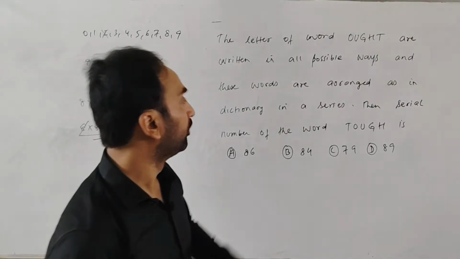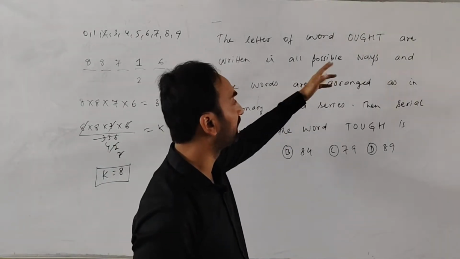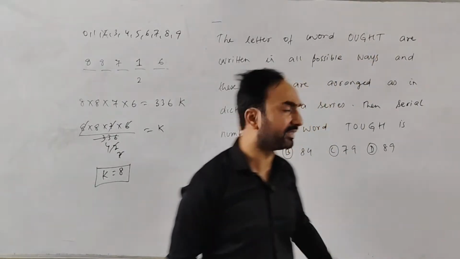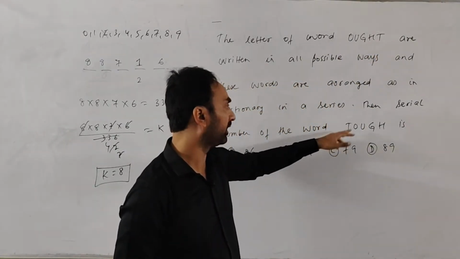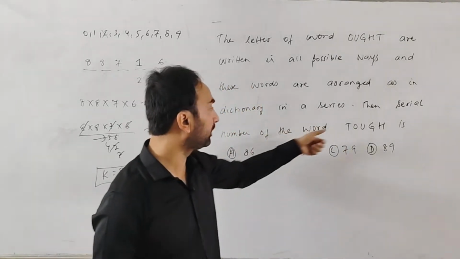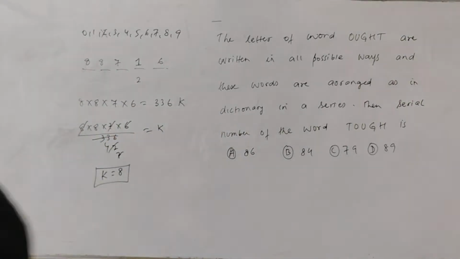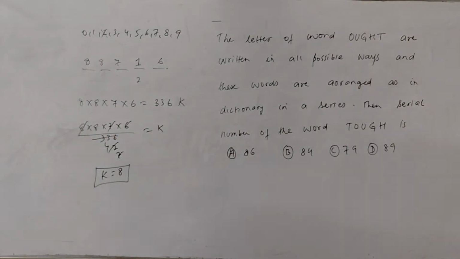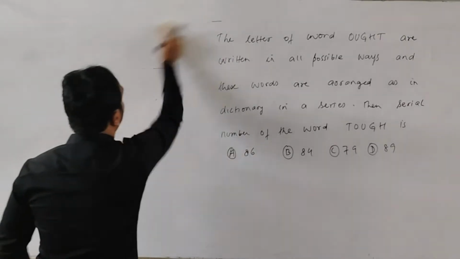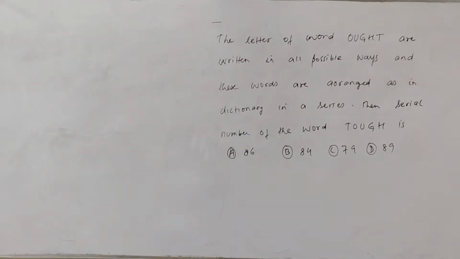Dictionary means what? First, all the words that will start from G, and then all the words that will start from H and similar. So they are asking what will be the serial number of the word TOUGH. This can be done in various methods. But let's see one of the methods that is easy for us, we'll do in that method. Okay, so what we want?